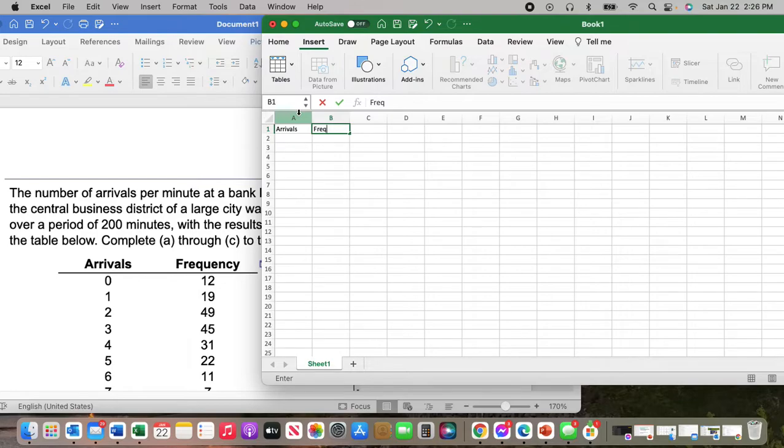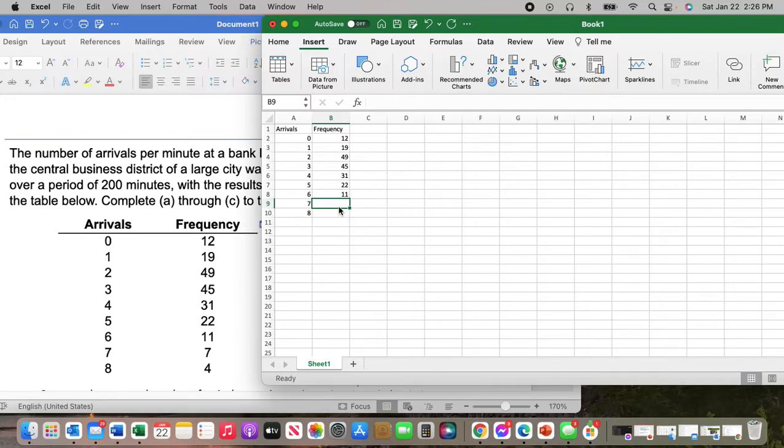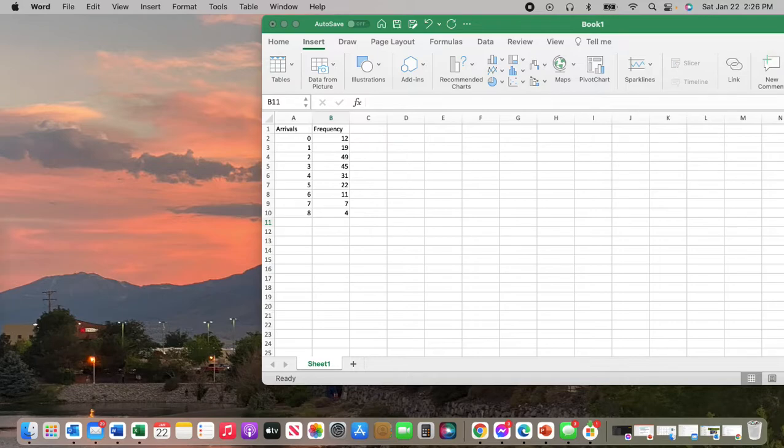Now in the book, it's giving us the probability, which is a little bit different than the frequency, and we'll talk about that in just a minute. So we have 0, 1, and we have 8 observations, so we're going to go all the way to number 8 here. Okay, and our frequency here is 12, 19, 49, not 419, but 49, 45, 31, 22, 11, 7, and 4.